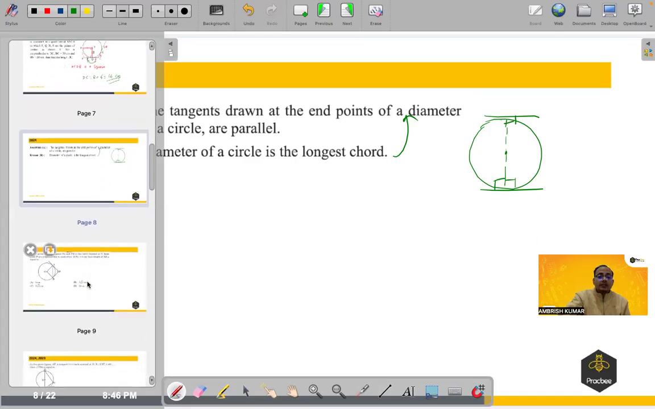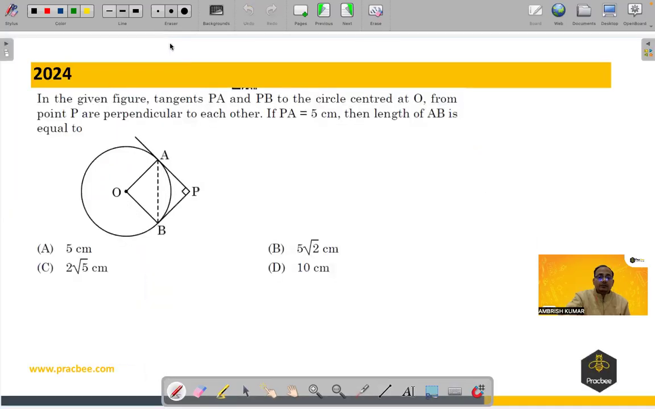Now getting to the next question. So here in this question, PA and PB to the circle, okay, these are the tangents. Center is O, from point P. And look, we have 90 degree at P. Now P to A length is 5 centimeter, P to B is 5 centimeter. You have to find AB, join A with B.